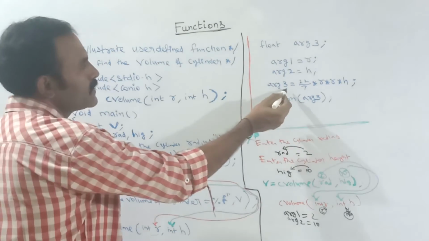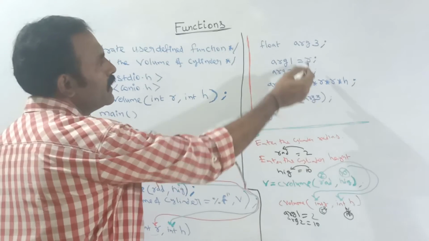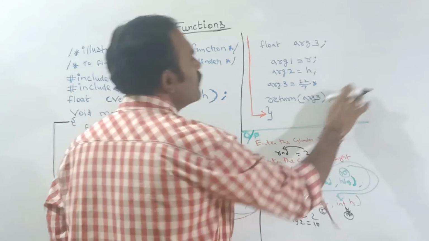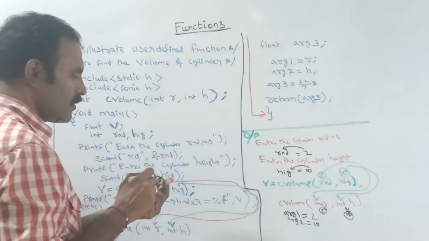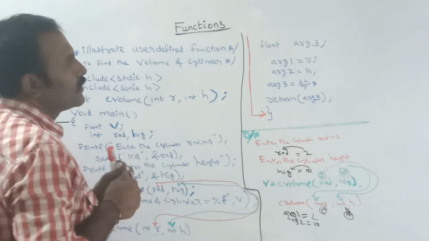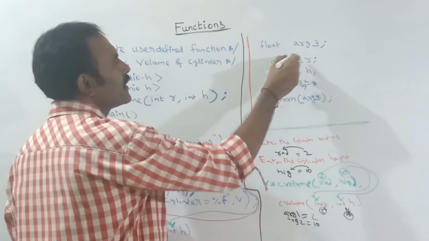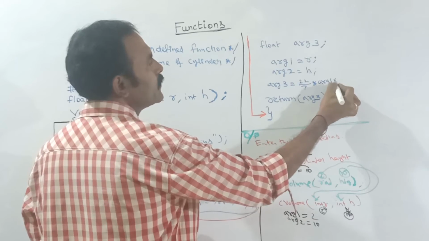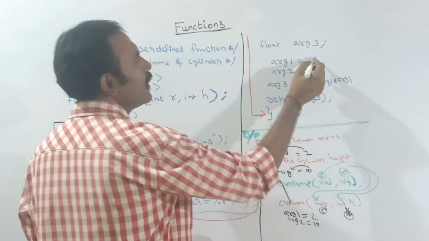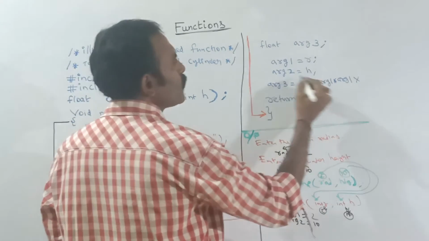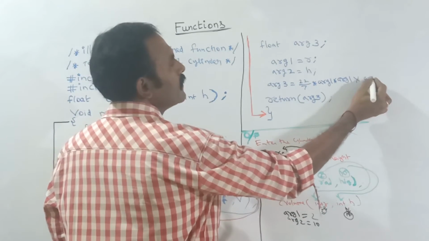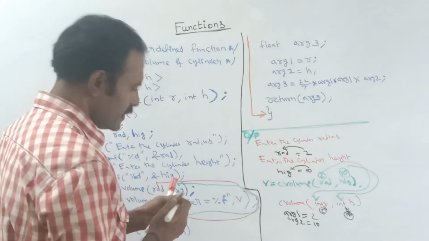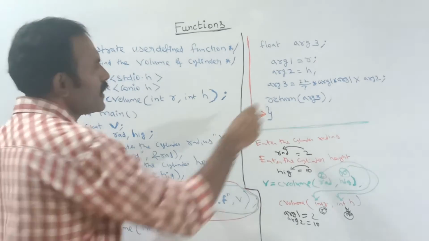So here argument 3 is equal to the pi value 22/7 into, here instead of r we can give like this also, argument 1, because I had stored the radius value in argument 1. So r square is argument 1 into argument 1. The formula is pi r square h, and the h value is argument 2. So here this is the formula. In argument 3 I am writing this one.